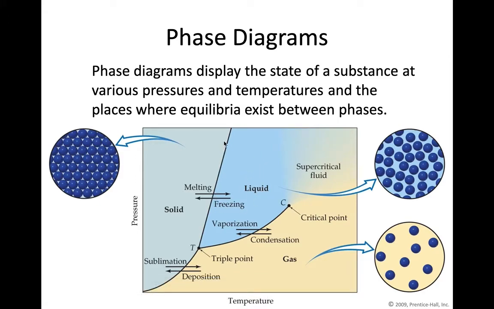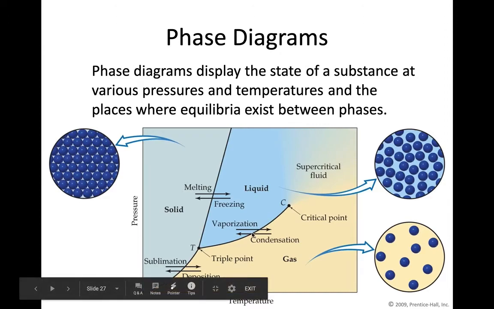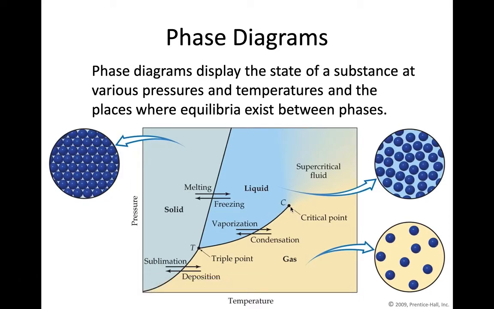Along a line, the two phases are in equilibrium, and at this one specific point known as the triple point, all 3 phases are in equilibrium. The line between liquid and gas will end at a point called the critical point, because at temperatures and pressures above that, it becomes impossible to distinguish the liquid from the gas.